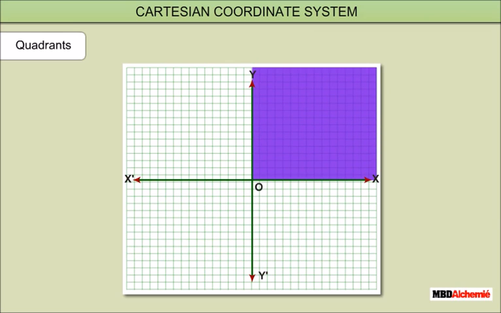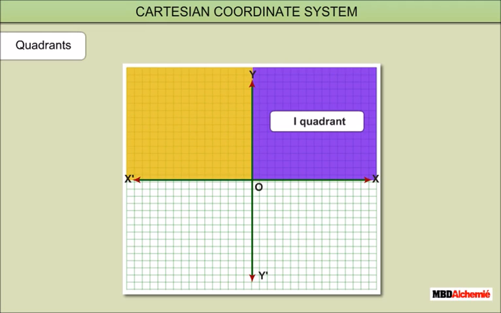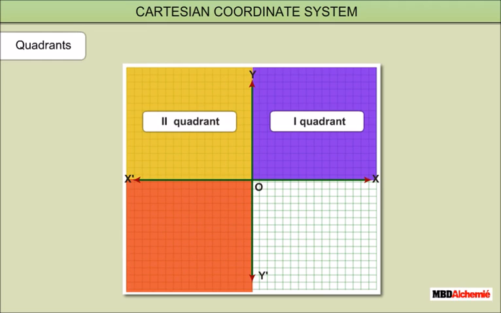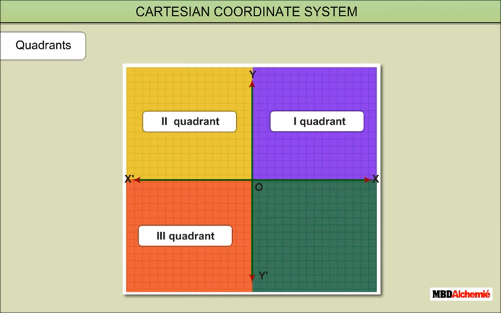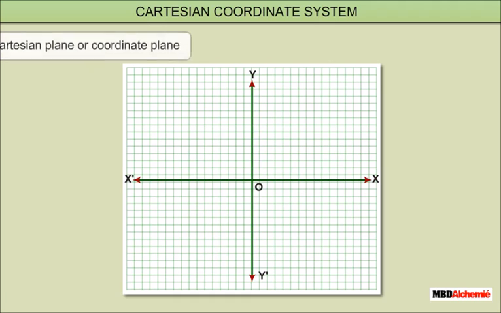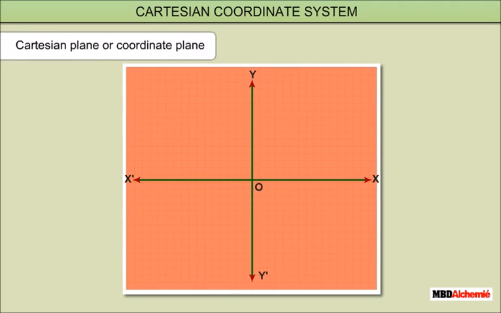The region XOY is called the first quadrant. The region YOX' is called the second quadrant. The region X'OY' is called the third quadrant. The region Y'OX is called the fourth quadrant. Cartesian or coordinate plane: the plane containing both the coordinate axis and the four quadrants is called the Cartesian or coordinate plane. It is also called the XY plane.